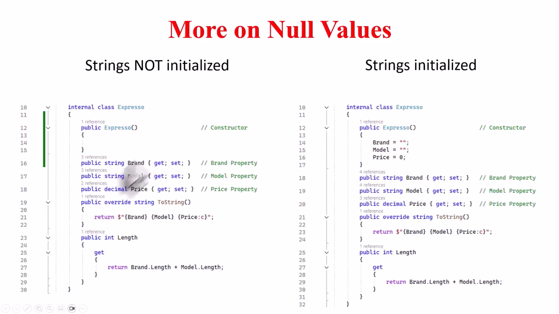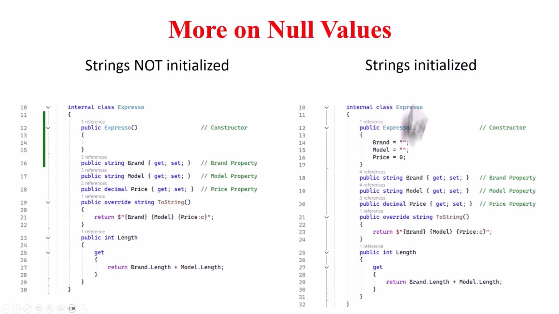We've got this Expresso class over here. We've got both where it's not initialized and where it is initialized. The not initialized piece shows that we have a constructor but nothing in it. So we just have the public string brand, model, price properties sitting here, and there's a get and set there, but there's nothing initialized. We also have an override ToString, and we've got this new method, int Length, get, return Brand.Length plus Model.Length. So it's going to take the brand length and the model length, add them together, and return an integer, basically, if we ask for it.